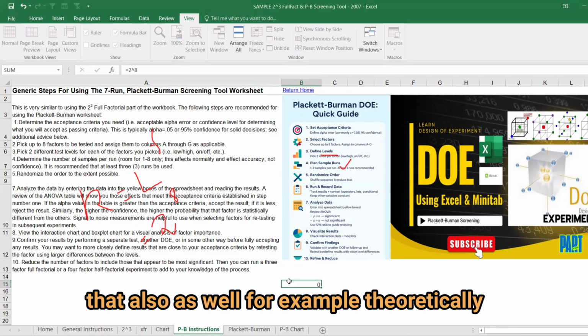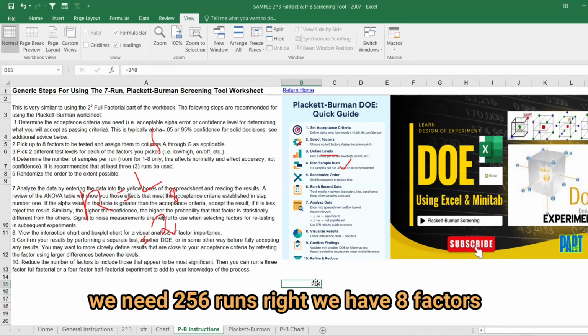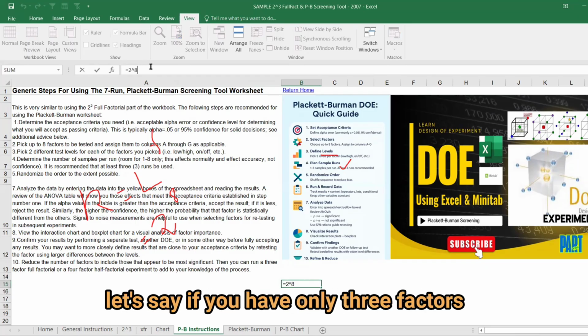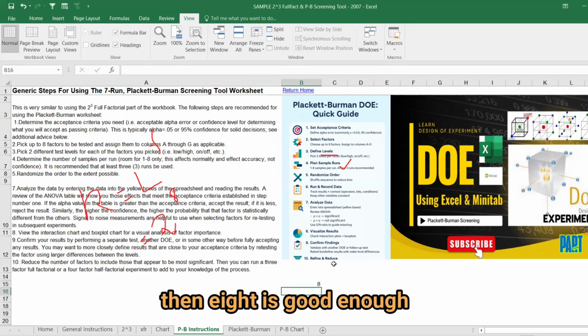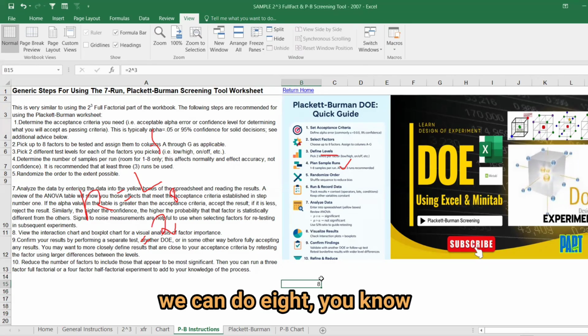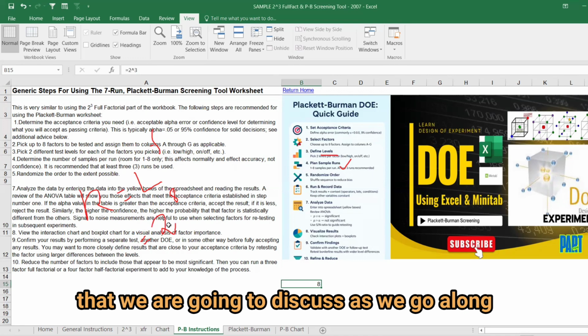For example, theoretically, we need 256 runs, right? We have 8 factors, but generally speaking, if you have only 3 factors, then 8 runs is good enough. But using 8 runs itself, we can study the 8 factors, right? That we are going to discuss as we go along.